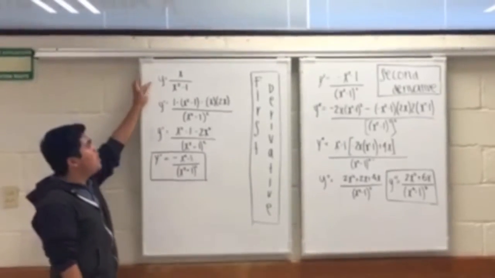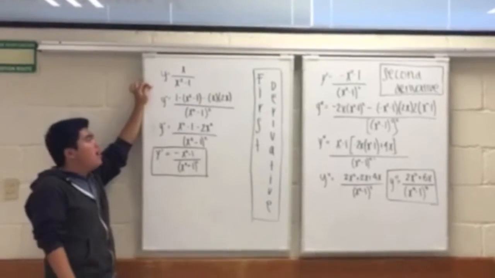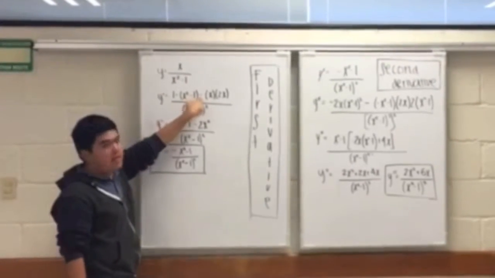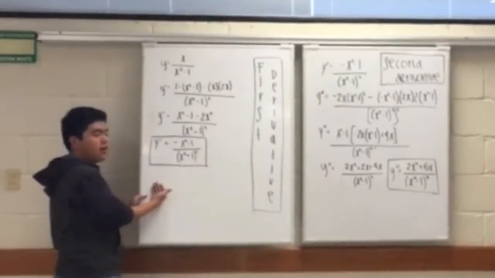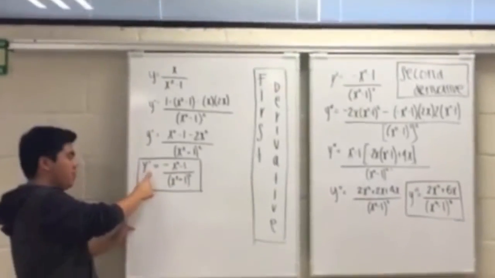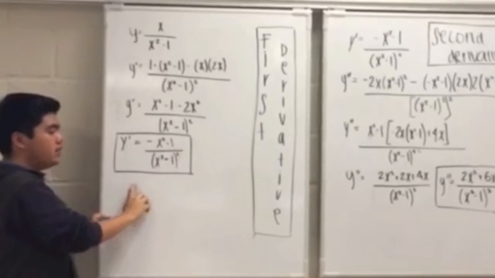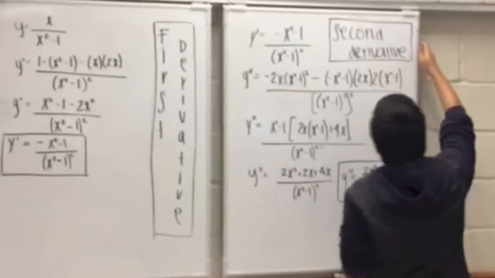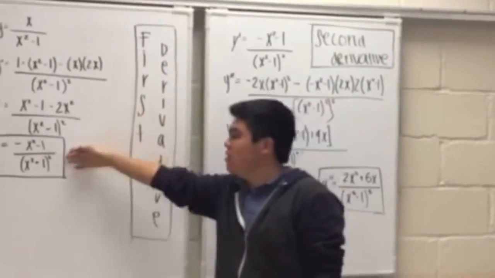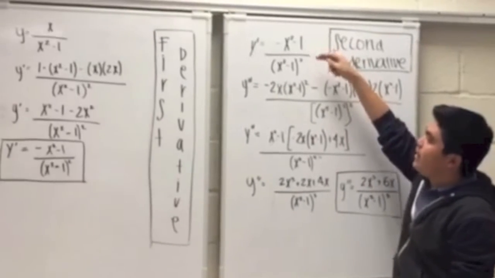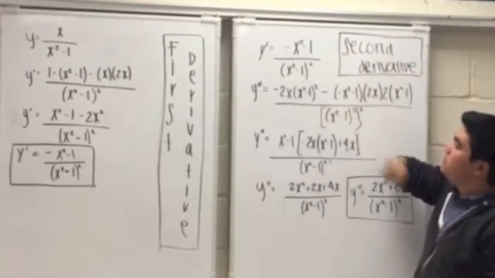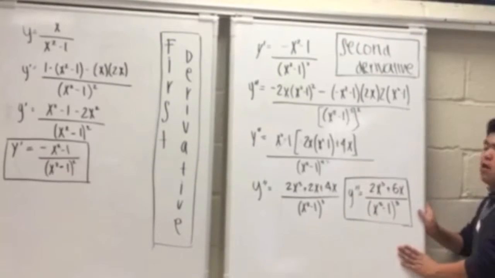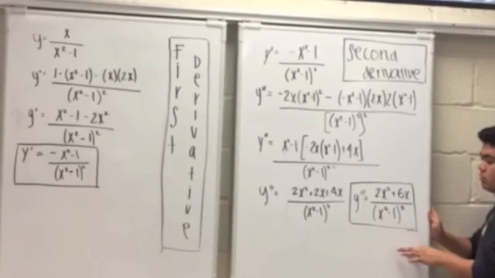So we have our function y equals x over x squared minus 1, and we used the quotient rule. We multiplied, remember there's a negative sign in here. And then we got that our first derivative is y prime equals minus x squared minus 1 over x squared minus 1 squared. And then to our second derivative, we just have to derivate our derivative. Again we used the quotient rule, remember the minus affects, and we have that our second derivative equals 2x cubed plus 6x over x squared minus 1 cubed.